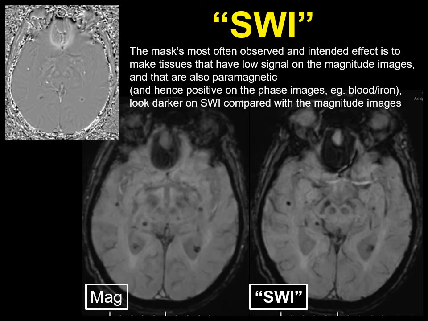The SWI image looks a lot like the magnitude component of the original T2 star weighted image. If we look at this example here, we have the phase component at the upper left, the magnitude component in the center, and the SWI hybrid image at the bottom right. You can see that the SWI and magnitude components look very, very similar, but they are subtly different. In my opinion, the mask's most often observed and intended effect is to make tissues that are dark on the magnitude component image and that are also paramagnetic, and hence positive on the phase image, look darker on the SWI image compared to the magnitude image. So if you look at each one of those dark areas that are bright on the phase image, they look darker on the SWI compared to the magnitude image.